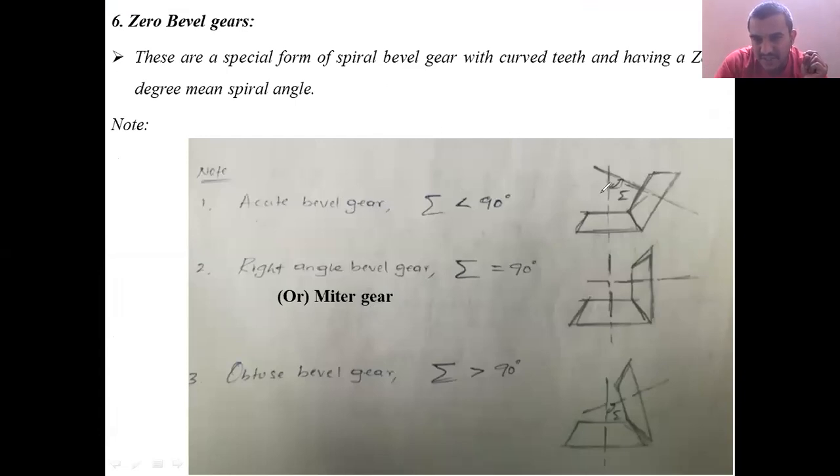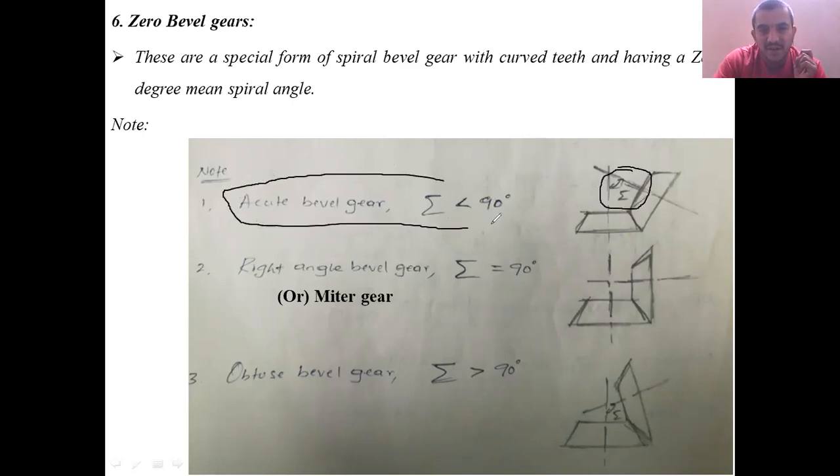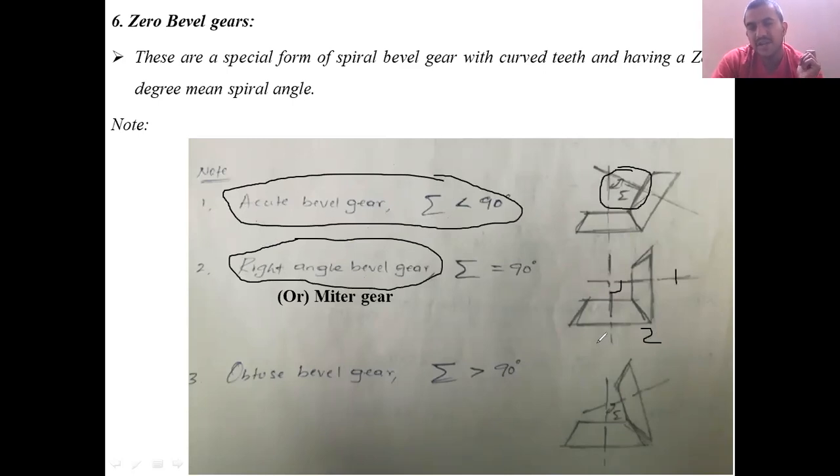If the shaft angle, represented by the summation sign, is less than 90 degrees, then that type of gear is called an acute bevel gear. Acute angle means less than 90 degrees. If the shaft angle is exactly 90 degrees, then it is called a right angle bevel gear. And if the pinion and gear are the same size and the shaft angle is 90 degrees, then it is a miter gear. Then if the shaft angle is more than 90 degrees, it is called an obtuse angle bevel gear.